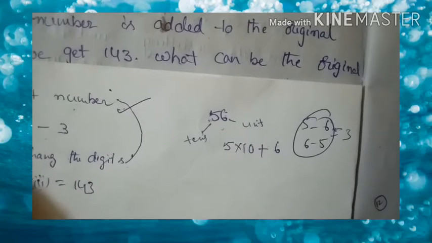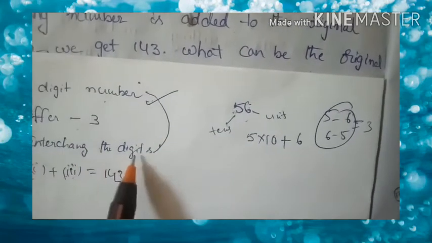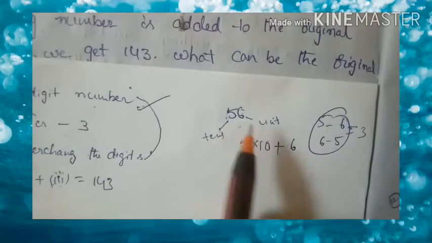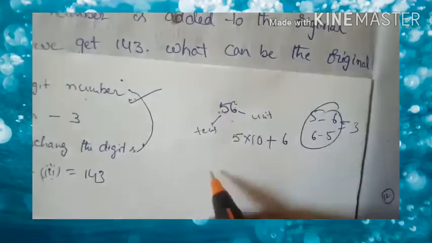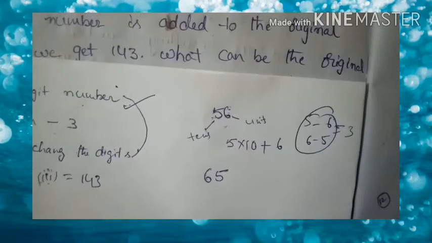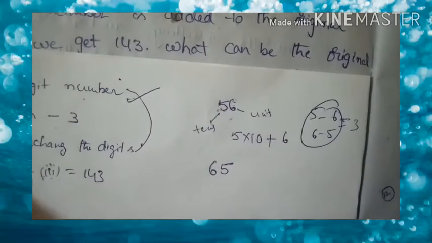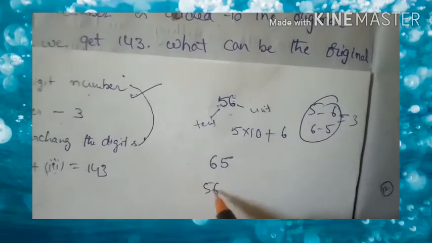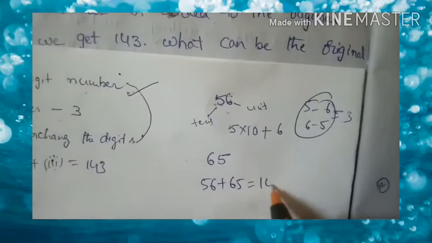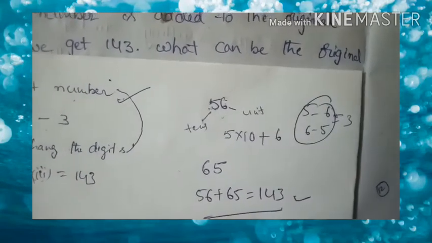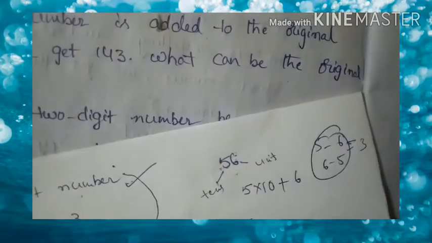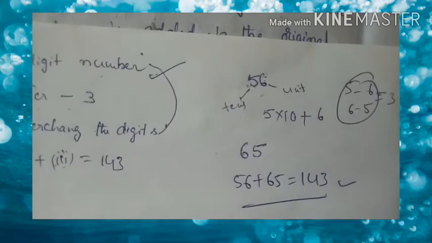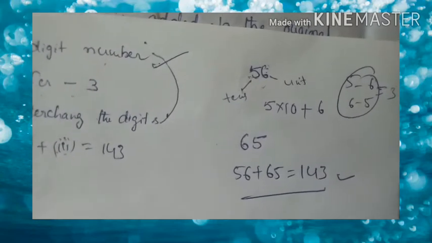Next, third condition. If you interchange the digits, that means tens place becomes unit place and unit place becomes tens place. So in this way, 56 becomes 65. Clear? And then fourth one. If you add these two numbers, that means 56 plus 65, then you will get 143. These are the given clues of this problem.